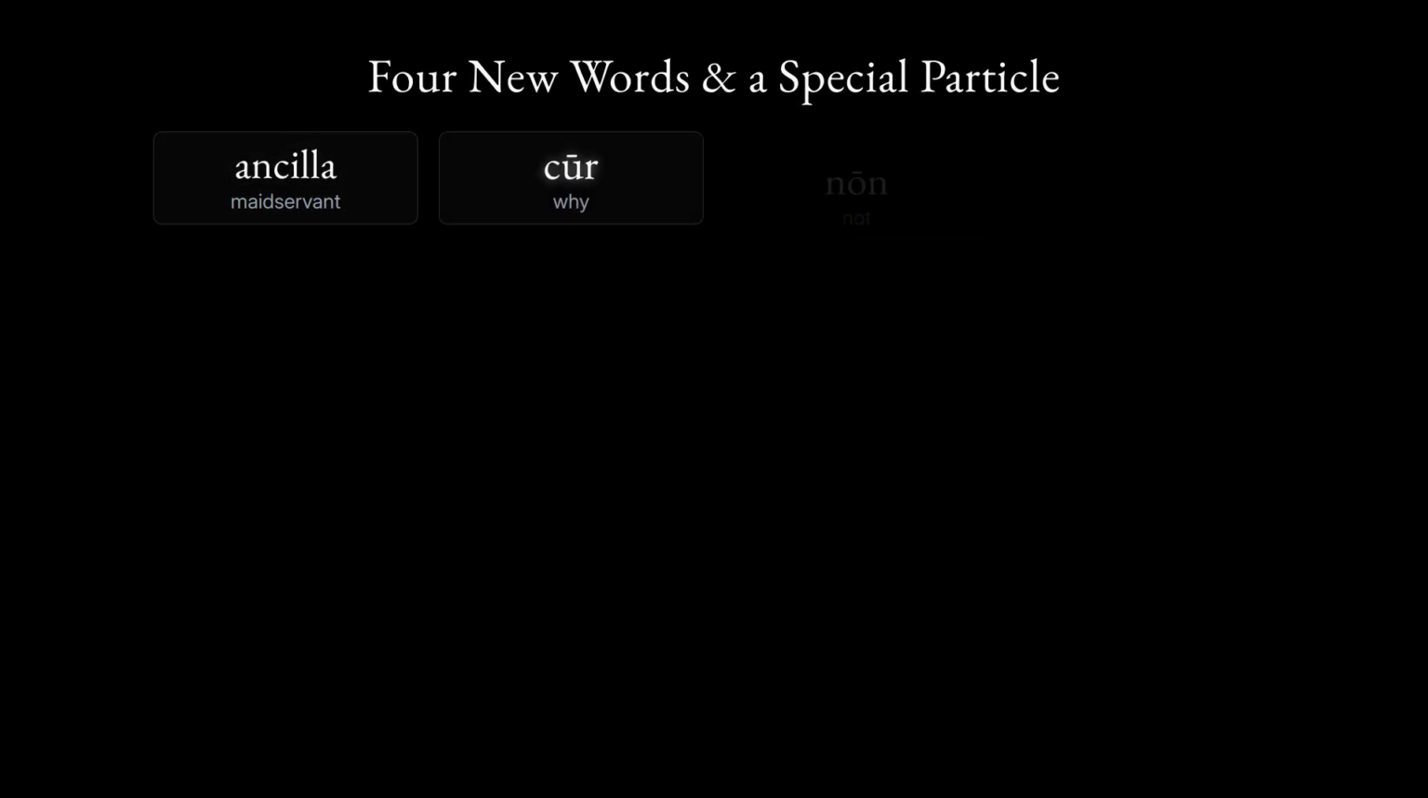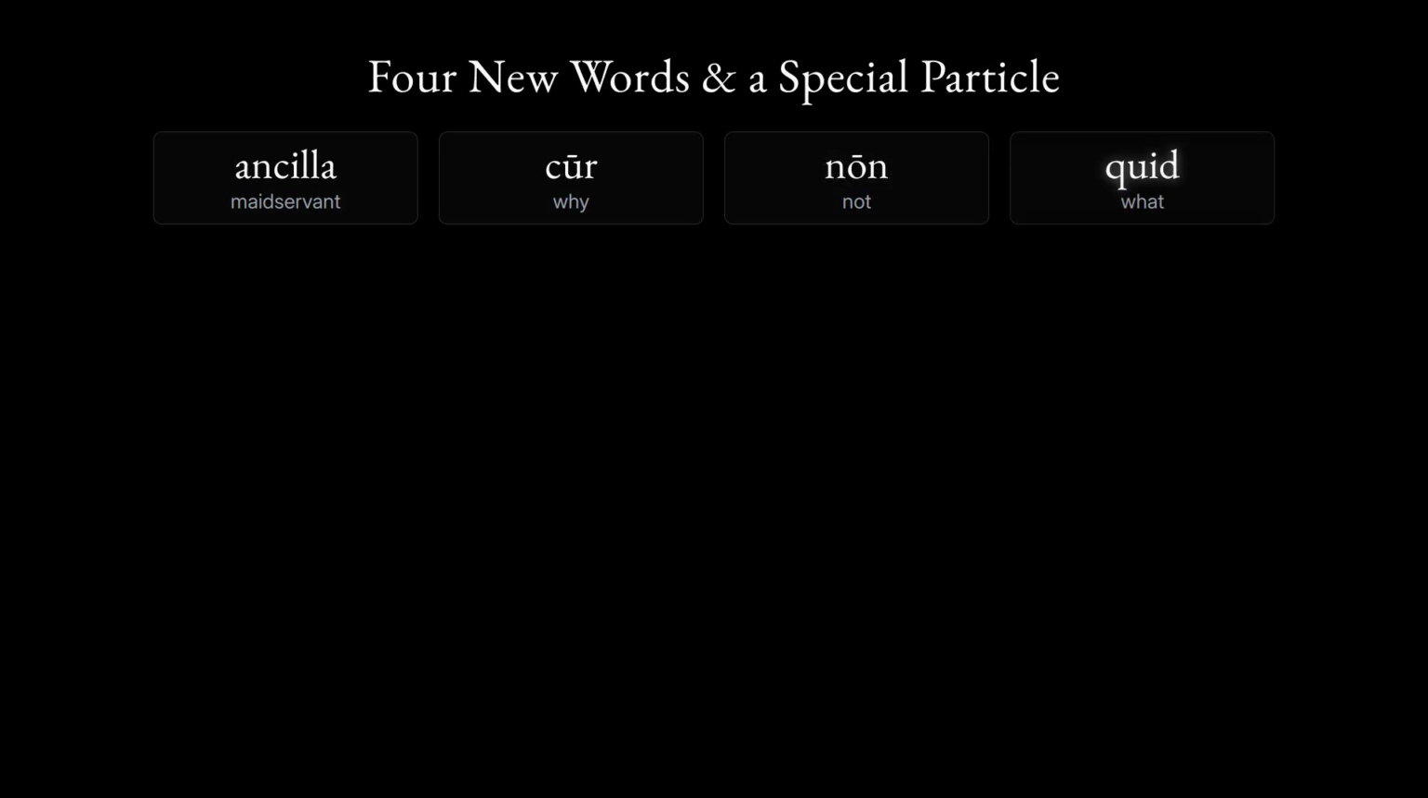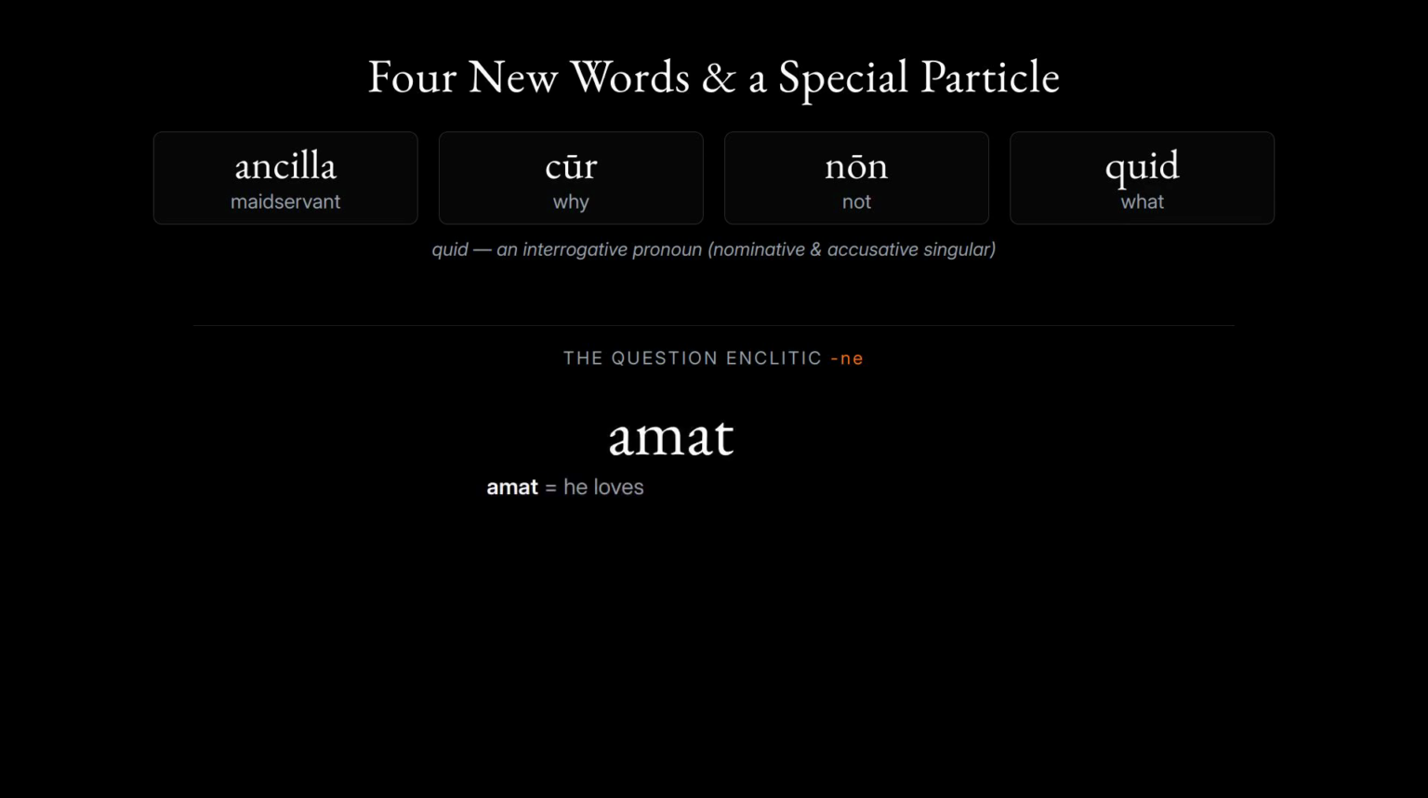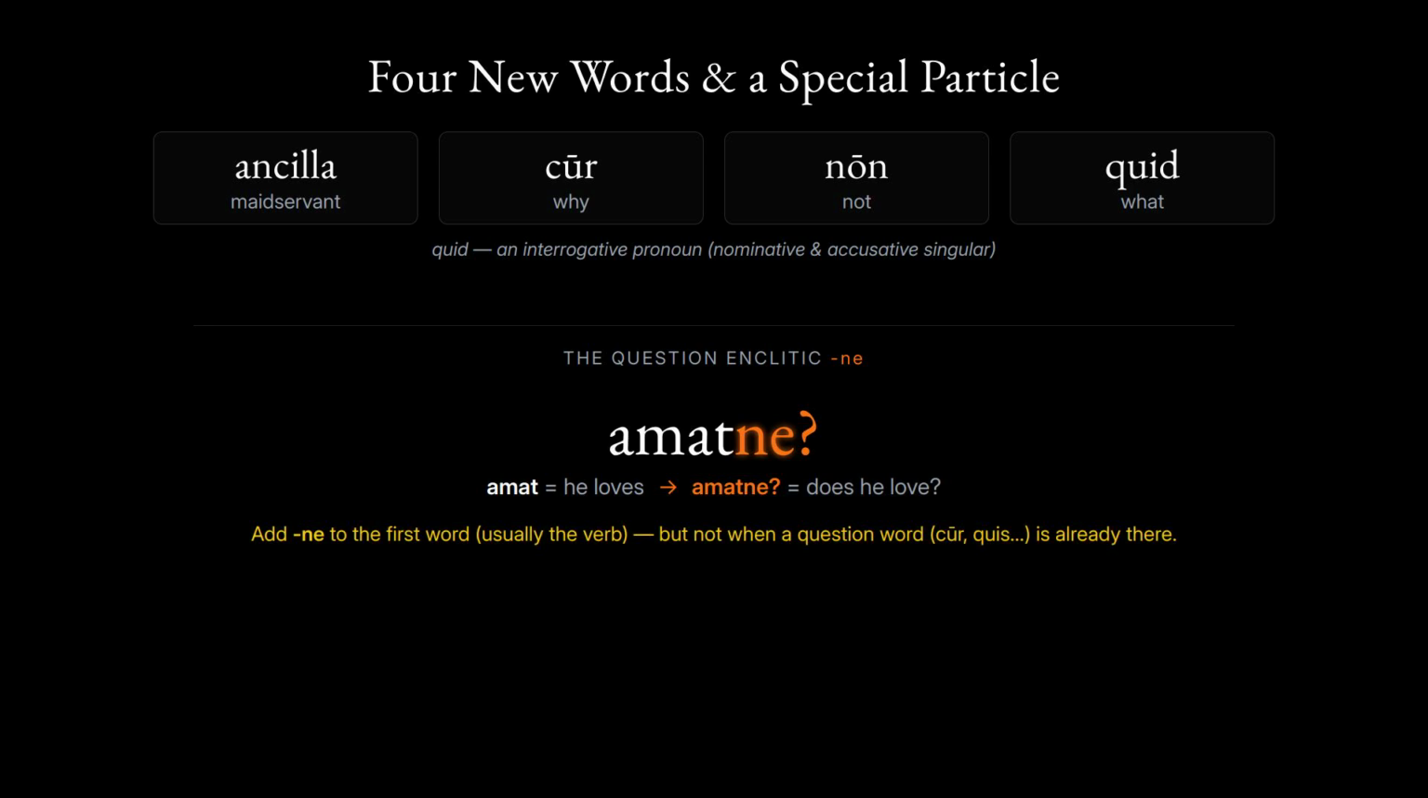4 new words and 1 special particle. Ancilla, maidservant. Cur, why? Non, not. Quid, what? An interrogative pronoun for nominative and accusative singular. The special particle is a question enclitic. Attach it to the end of the first word in a yes or no question, usually the verb. A statement, amat, he loves, becomes a question, amatne, does he love? Do not use this particle when the sentence already contains a question word.